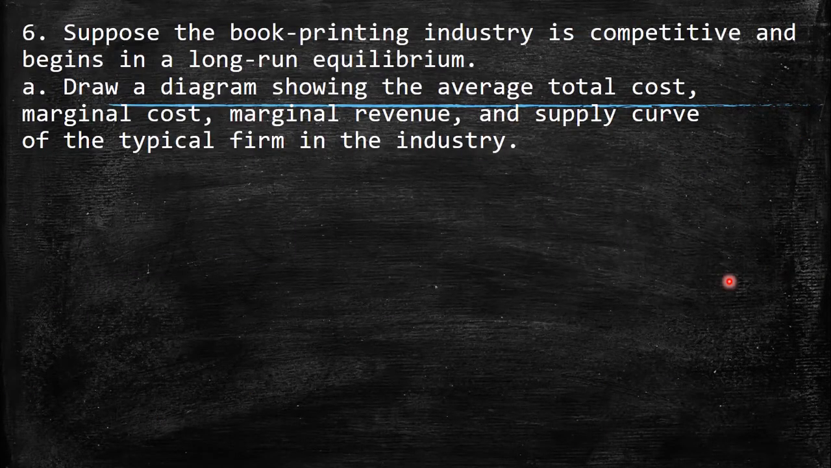The next question says, suppose the book printing industry is competitive and begins in a long run equilibrium. So remember, long run means there are no fixed costs. Second, the profits of the firms are zero, so there is no incentive to leave or to enter the market. Okay? Then draw a diagram showing the average total cost, marginal revenue, and supply curve of the typical firm in the industry.